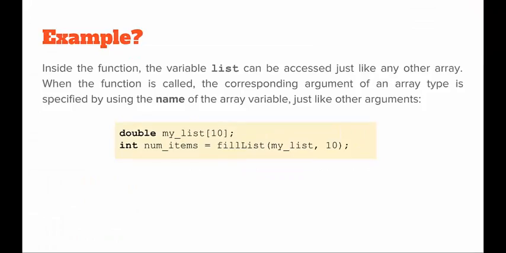Inside the function, the variable list can be accessed just like any other array. When the function is called, the corresponding argument of an array type is specified by using the name of the array variable, just like other arguments we've seen before. See here in the code sample before you that we have two lines of code, an array declaration for an array called myList, and a function call to the function fillList, which gives two arguments. The first is the array that we wish to pass to the function. The second is actually the size of the array.